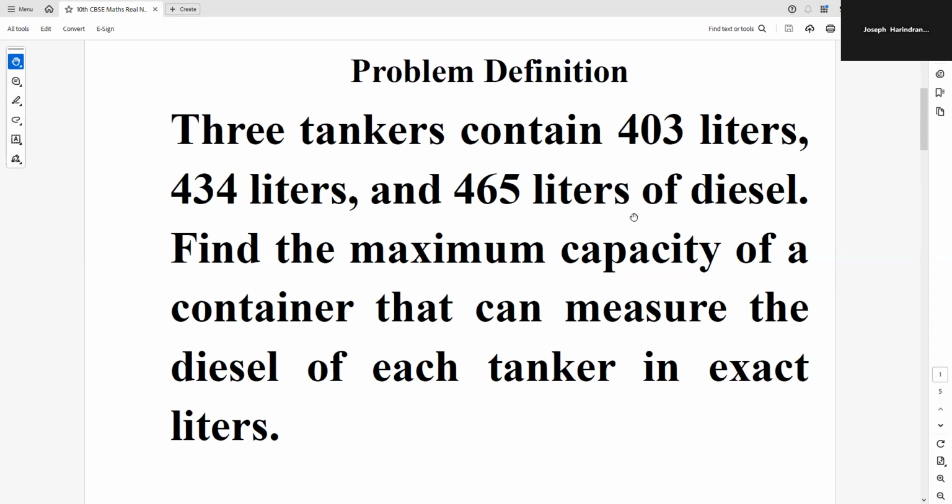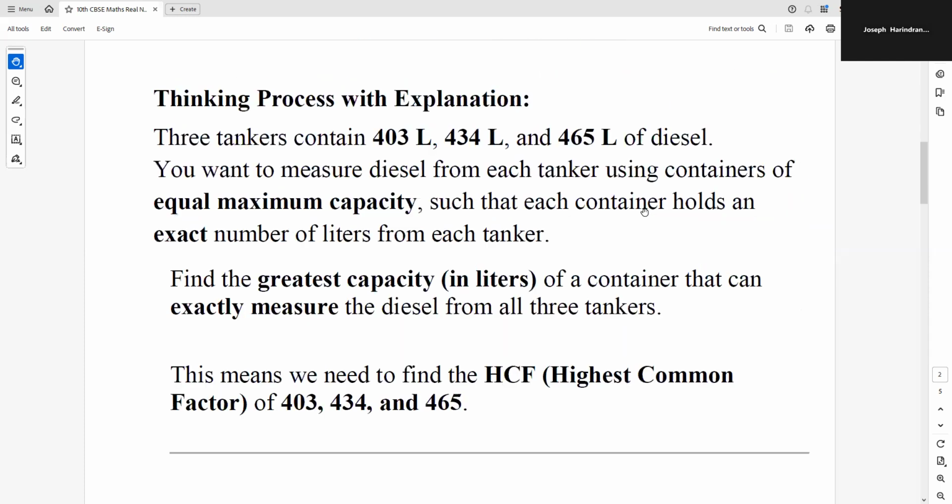The second one, 434 liters, and the third one, 465 liters of diesel. We have to find the maximum capacity of a container, one container that can divide it, then measure the diesel of each tanker in exact liters. There should not be a fraction there. So let's go to the solution.